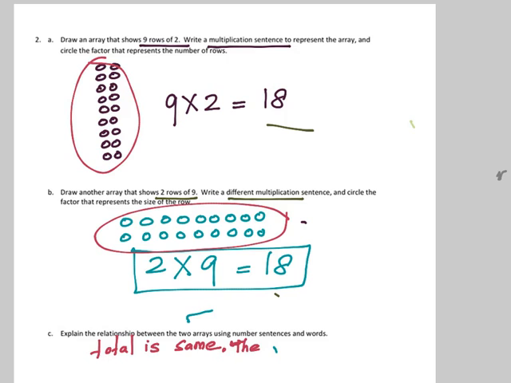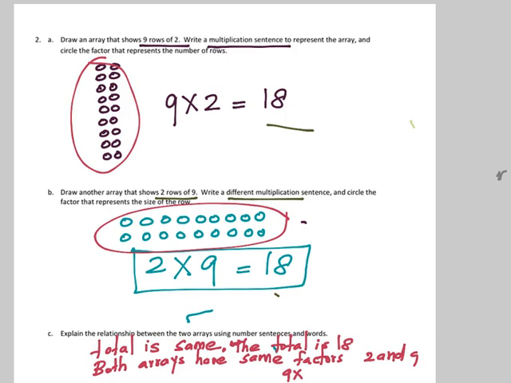The total is 18. So both arrays have the same factors, 2 and 9. So 9 times 2 and 2 times 9 is a commutative property.